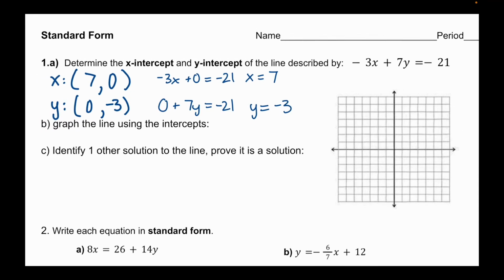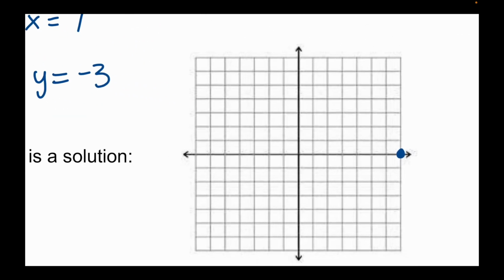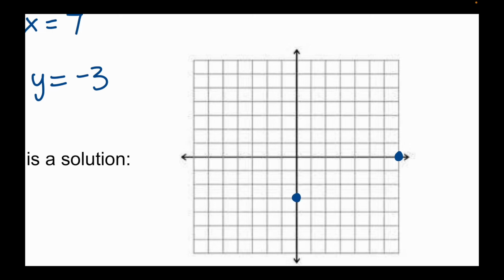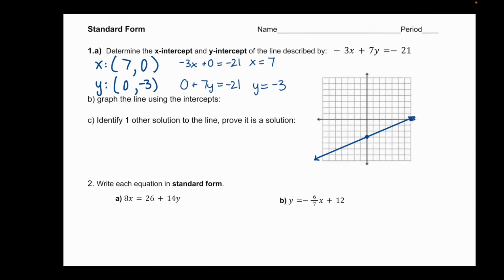So now we're going to graph this line using those intercepts. So we're going to graph 7, 0: 1, 2, 3, 4, 5, 6, 7. That's all the way over here on the right. And then 0, negative 3, which puts us down here. And I'm going to draw my line through those points and try to make it as straight as I can, but I don't have a ruler to use with my tablet app here.